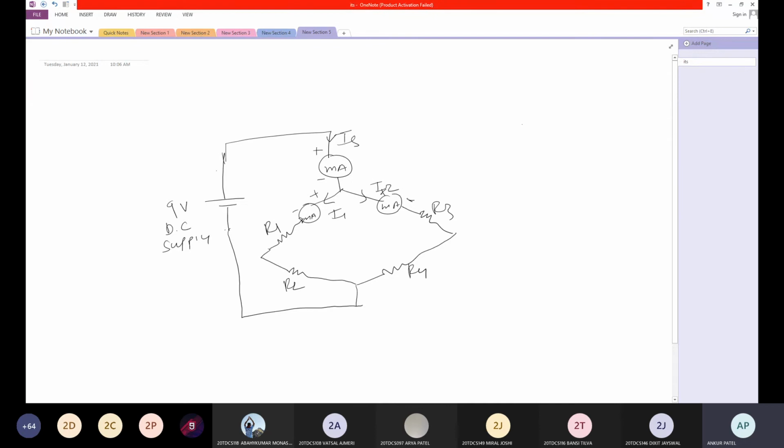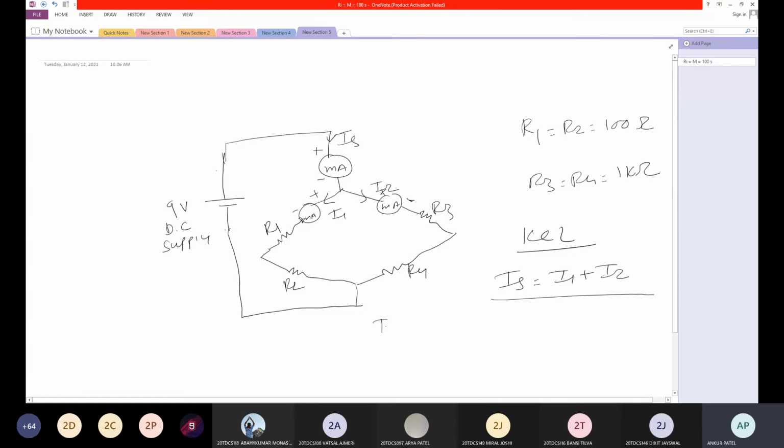Theoretical values are given to you for the theoretical calculation: R1 equal to R2 equal to 100 ohm, R3 equal to R4 equal to 1 kilo ohm. According to KCL, I have to prove IS is equal to I1 plus I2. Anyone can tell me what you will get for IS theoretically?